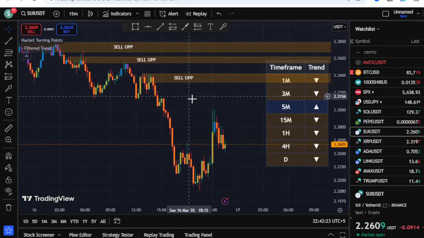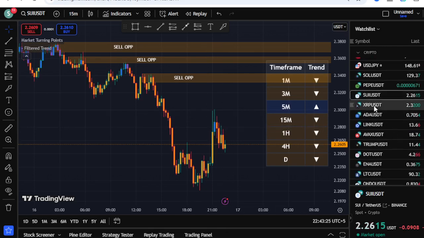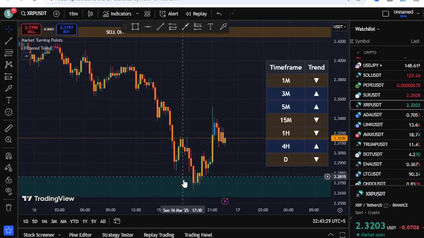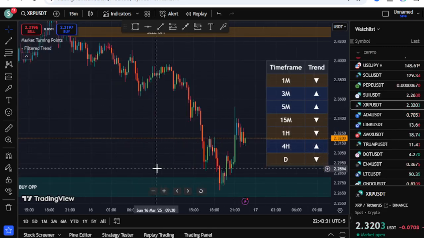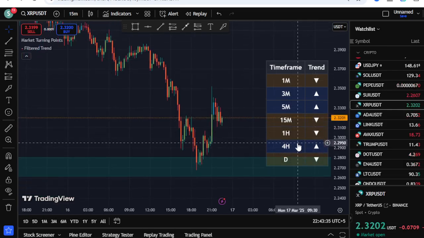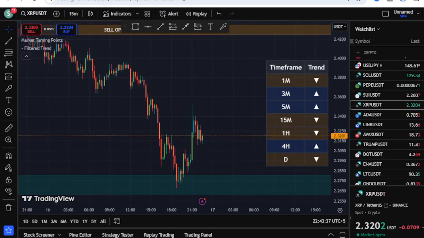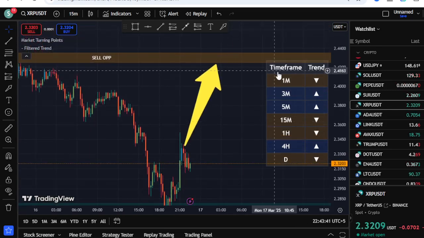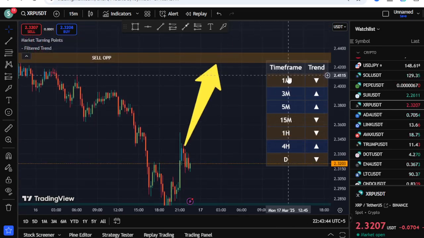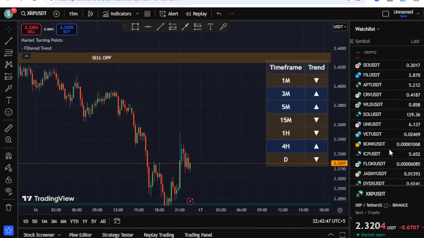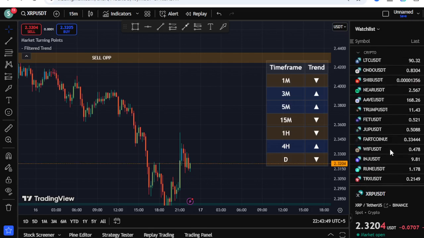Okay, similarly, SUI USDT is on the downside, and XRP has already received a rejection, but from the buy opportunity level. However, the trend is bullish right now, so let's hope for the best. And if it wants to go up, then the proper level is 2.4200. Okay, so similarly, this indicator works very well in stocks. Whatever you trade, it works very well.